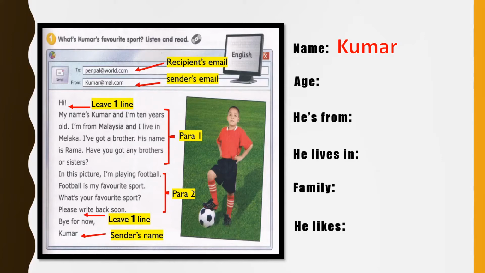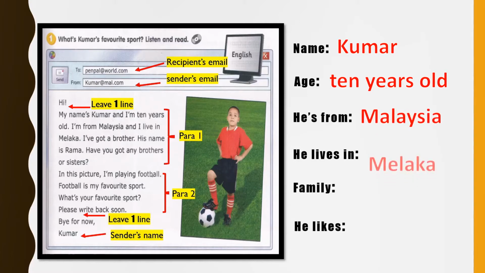So how old is Kumar? He is 10 years old. Where is he from? He's from Malaysia, like you. Where does he live? He lives in Malacca. Again, for Malaysia and Malacca, you need to write it in capital letter because that is a proper noun. Okay? So about Kumar's family, how many brothers or sisters does he have? So he only has a brother. I have got a brother. So he only has one brother, a brother.